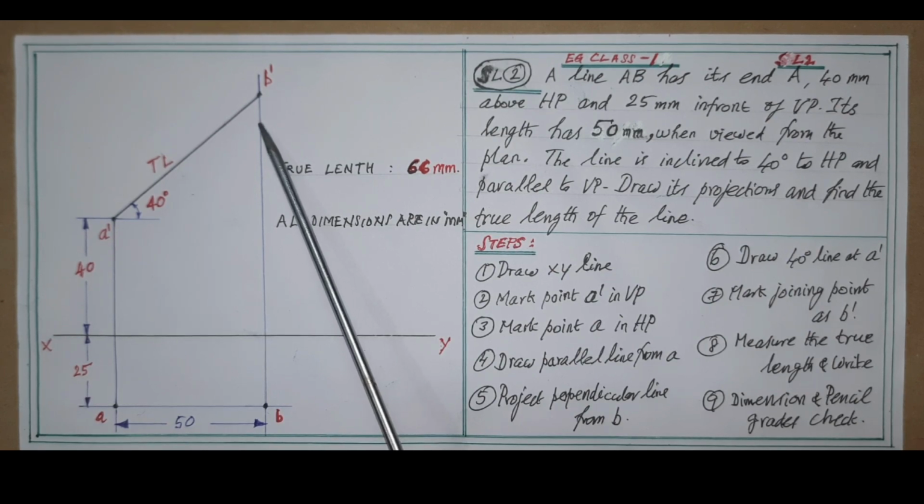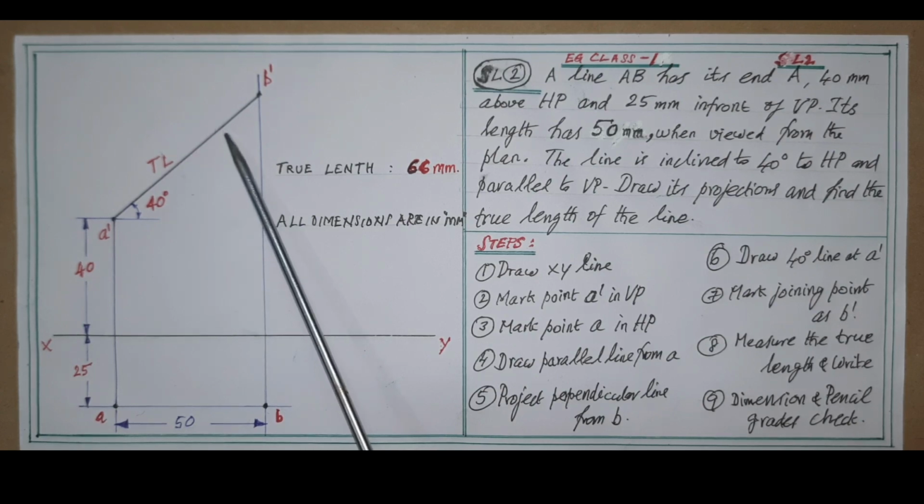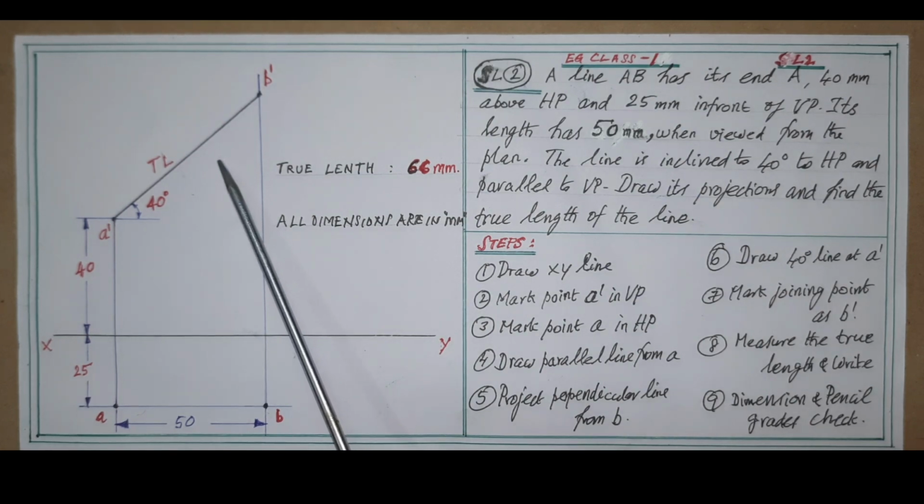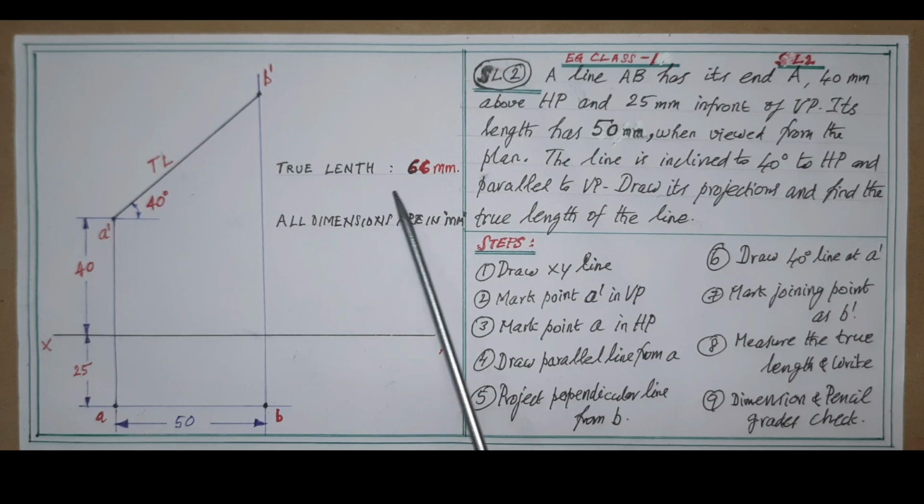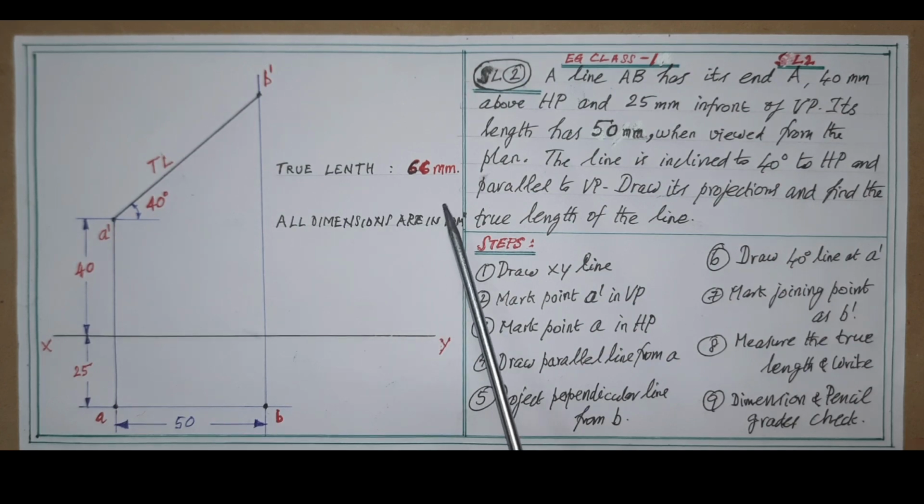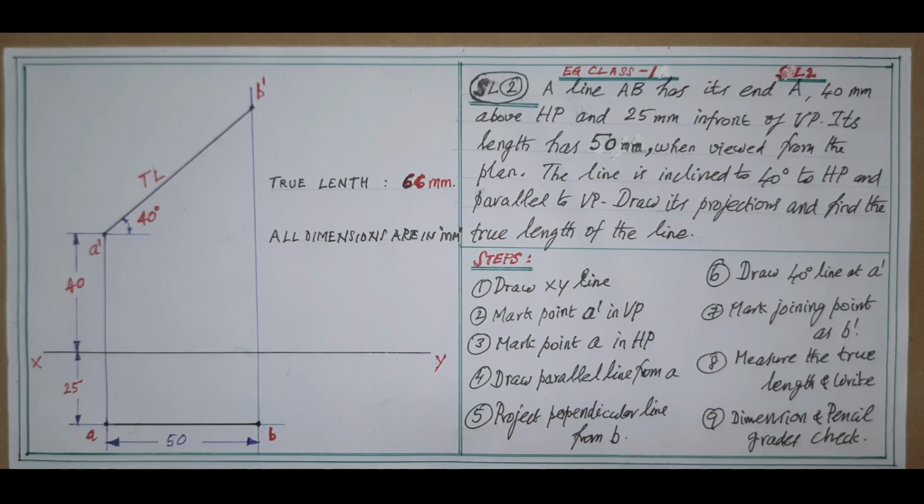Measure this length, and this is the true length or actual length of the line which has been asked in the problem. It is measured and written here as 66 mm. This length must be maintained in the drawing sheet separately as shown.